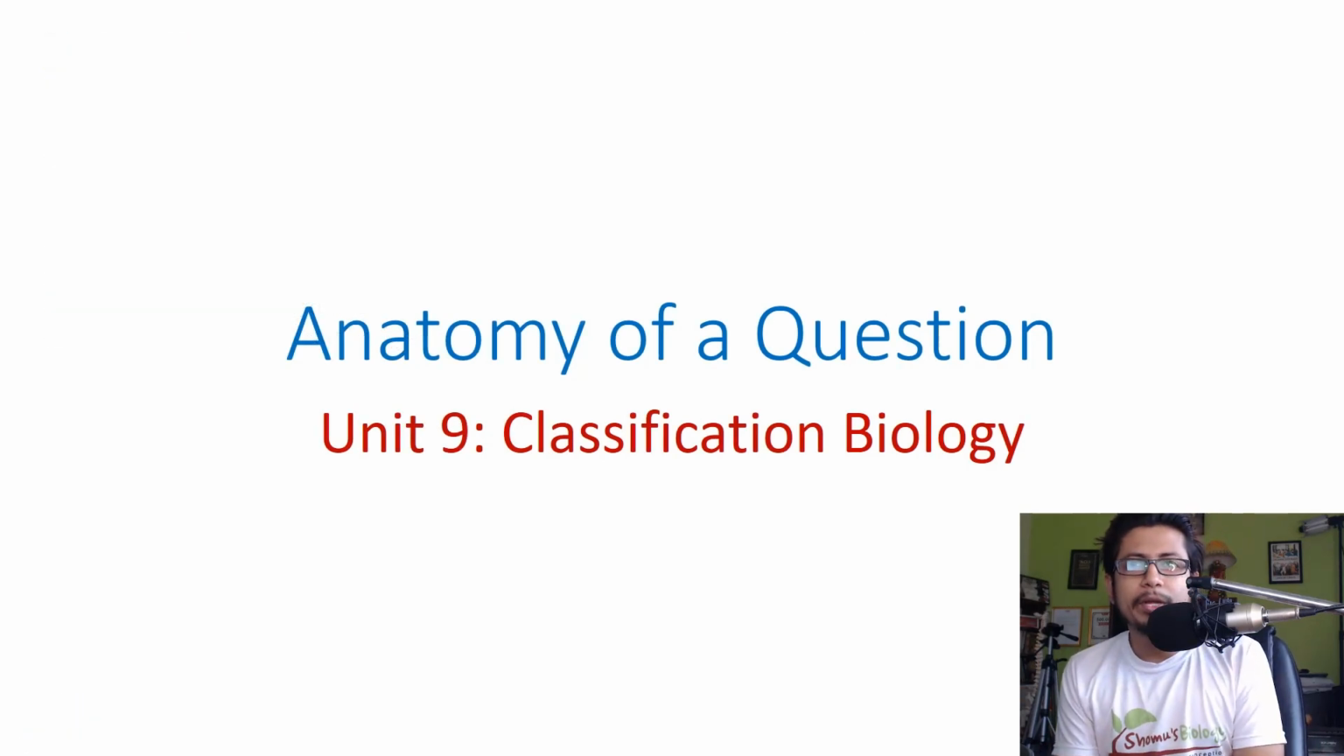So we are back with another anatomy of a question session, and this is about unit 9, that is classification biology. Unit 9 questions are mostly direct questions. So the part C questions from unit 9 are quite easy to answer if you remember a few pieces of information. You need to remember information regarding plant classification, properties of different classifications, as well as animal classification for invertebrates till phylum, for vertebrates till class level.